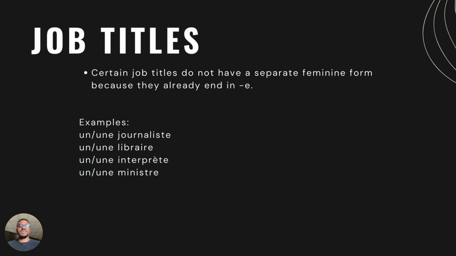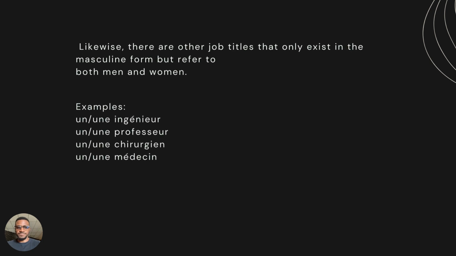They already have an E at the end, so we don't need to add any E to make it feminine. And then, same as these job titles that only have the feminine one, we also have some that only have the masculine one. So ingénieur, the ending, if you're using that way, doesn't end in an E, so therefore it's masculine. So now the distinction is un ingénieur, un professeur, un professeur, un chirurgien, surgeon, un chirurgien, un médecin, un médecin.